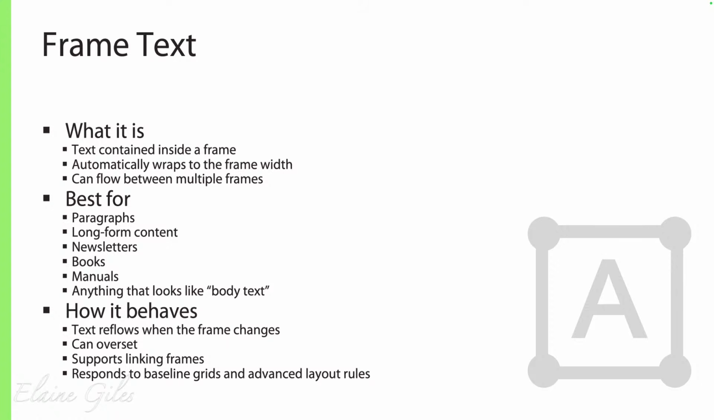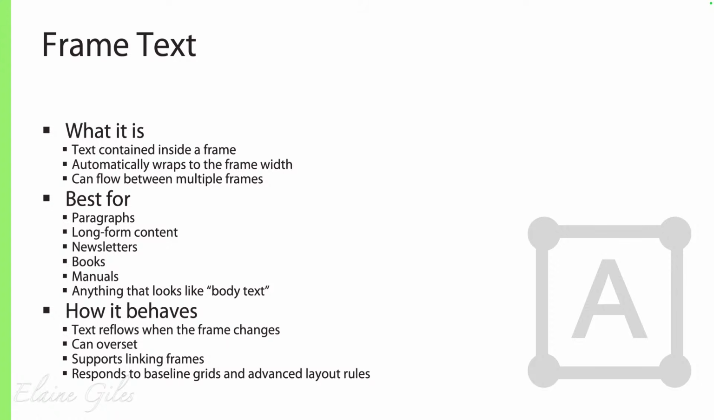Now, frame text is text that's inside a frame, as the name implies, and that text automatically wraps to the size of the frame. You can also flow text between multiple frames, either on the same page or multiple pages. It doesn't just have to be in a spread, it could be across hundreds of pages if that's what you want. And that is the best text for paragraphs and long form content. So if it's a magazine that you're making, you'll be working extensively with frame text. The fact that it can reflow is its superpower.